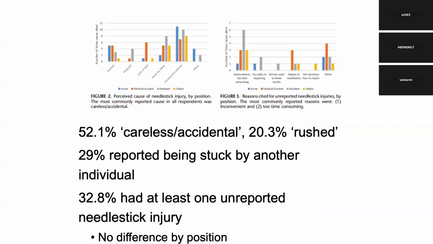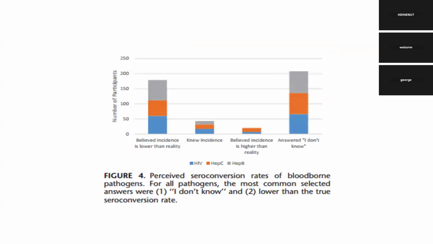This to me was, there's actually a couple concerning slides that I found. I think half of the time in this study, they said that they felt careless or it was an accidental injury. 20%, similar to the prior study, said they were rushed. These are also similar, 30% were stuck by someone else in the operating field. And then 33% had at least one unreported needle stick injury. You can actually see the reasons up there for why they didn't. And again, inconvenience, no utility in reporting, stigma, these same themes are there study over study.